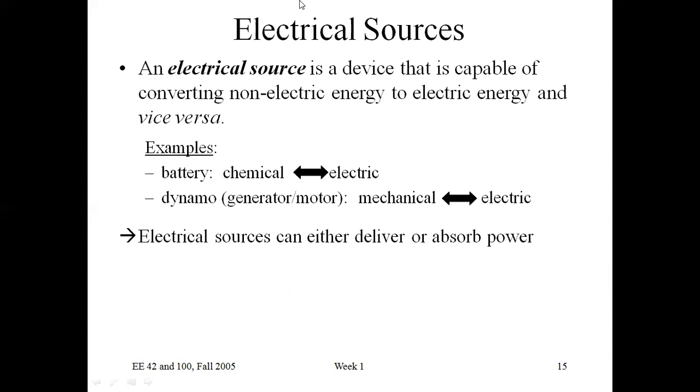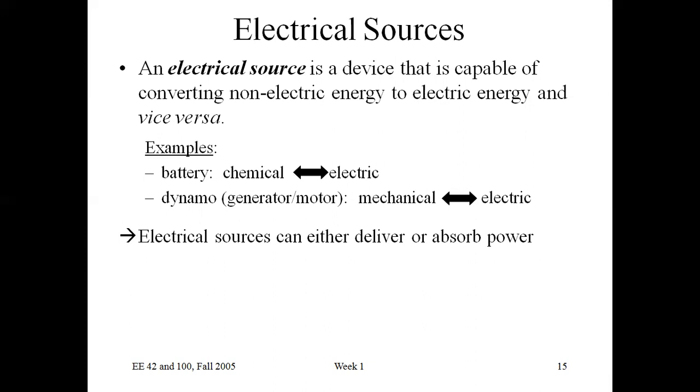Then the electrical sources. An electrical source is a device that is capable of converting non-electric energy to electric energy and vice versa. The source simply converts non-electric energy into electric energy or vice versa. That is nothing but the source. Example, battery. A battery is an energy source. It converts chemical energy to electric energy.